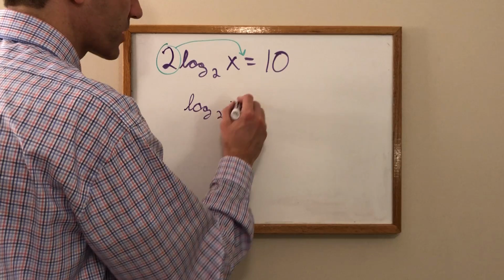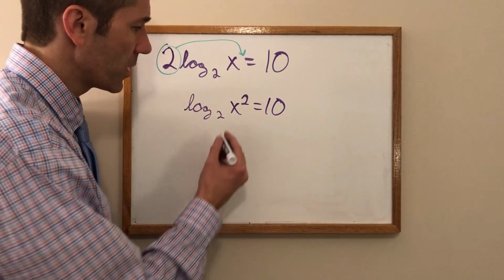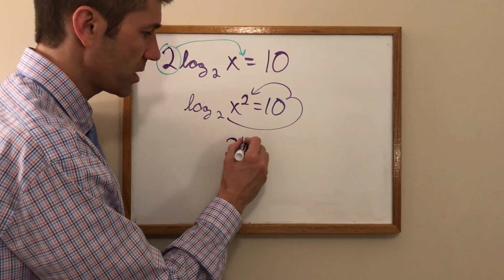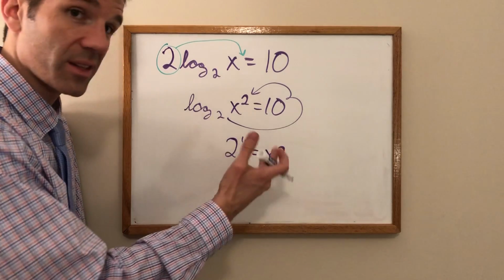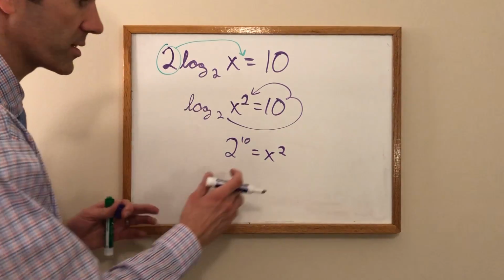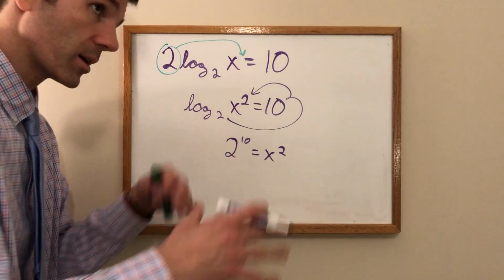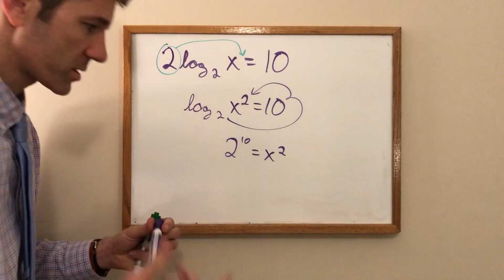So log base 2 of x squared equals 10. Okay, so I'm going to do 2 to the 10th, and it's going to equal that. So 2 to the 10th power equals x squared. And I want to find out what 2 to the 10th is. And then when I'm done, well, I'm not done because I need to find out what x is, and x is squared, so I need to take the square root of it, and anyway. So here's what's about to happen.